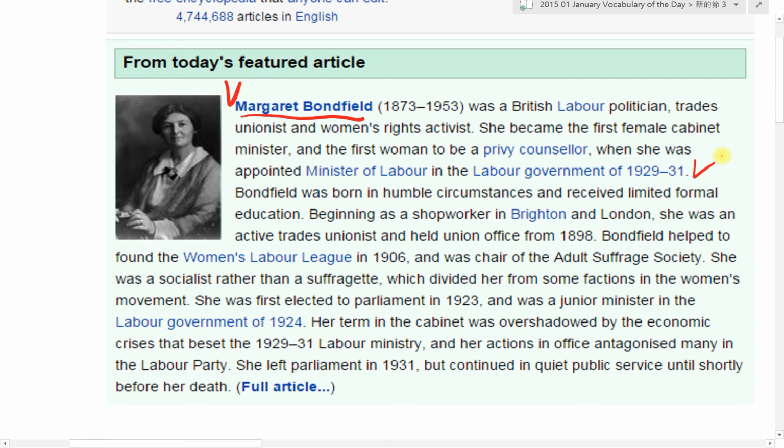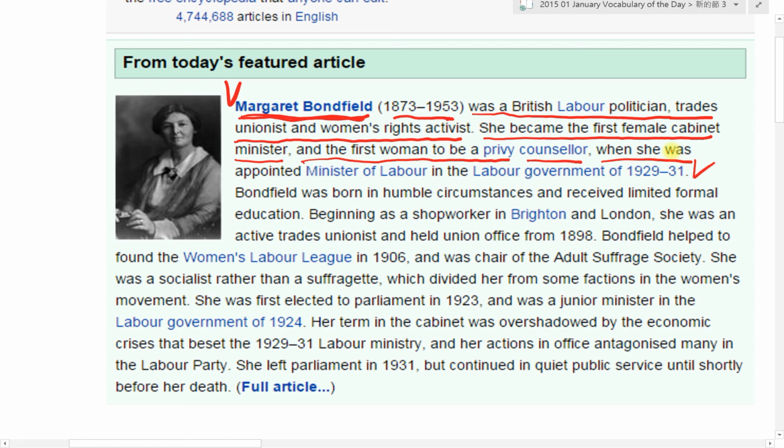activist. She became the first female cabinet minister and first woman to be a Privy Counselor when she was appointed Minister of Labour in the Labour government of 1929 to 31. 好，我们再来念念。Margaret Bonfield, 1873 to 1953, was a British Labour politician, trades unionist, and women's rights activist. She became the first female cabinet minister and the first woman to be a Privy Counselor when she was appointed Minister of Labour in the Labour government of 1929 to 31.